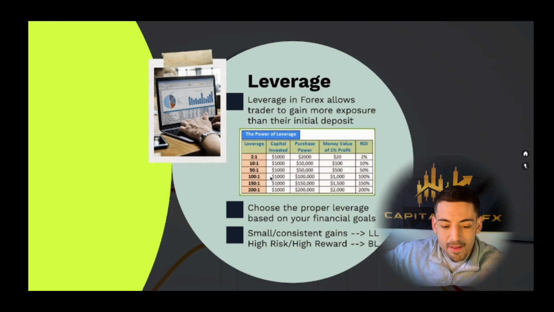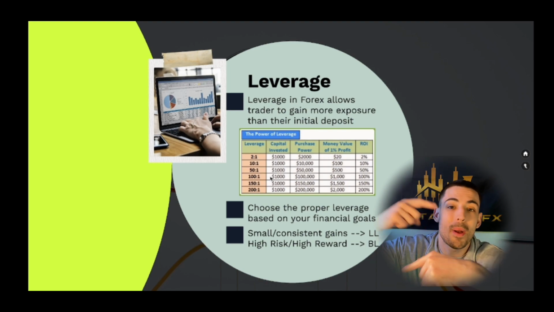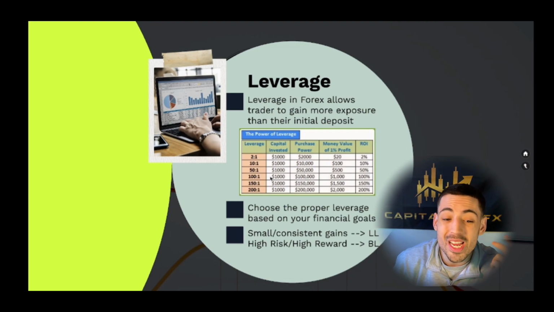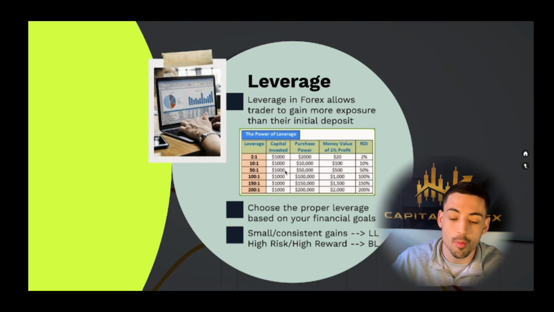But if you're looking for high risk, high reward strategies, you're risking 30%, 40%, 50% of your account balance, and you're looking to compound your account quick, you need high leverage. So you need to go with those unregulated brokers. You need 200 to 1, 500 to 1 leverage to be able to get those high risk, high reward strategies. So it depends on your financial goals.